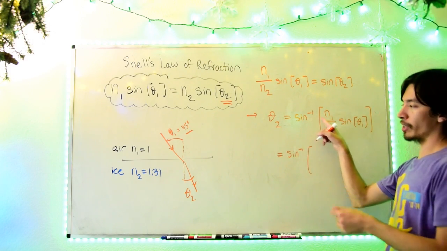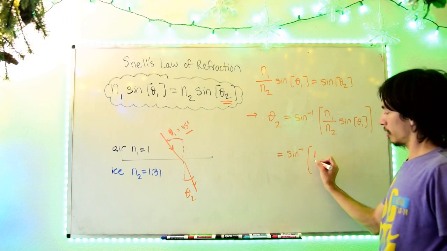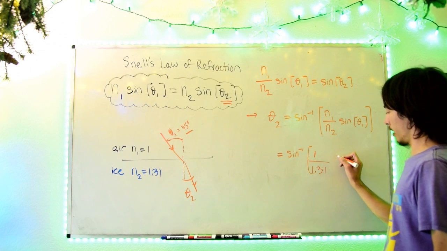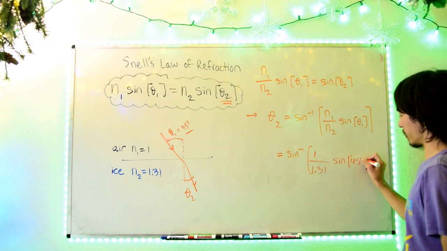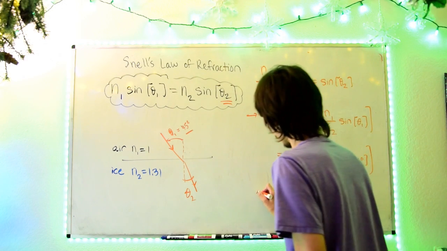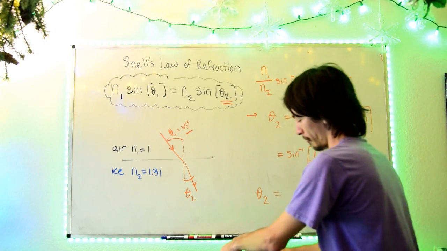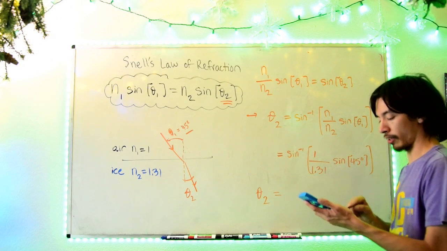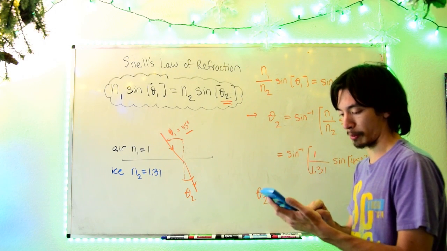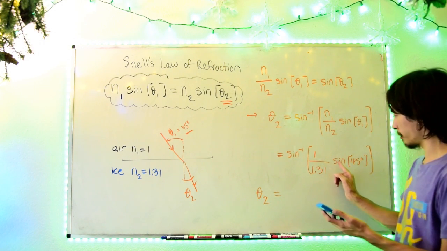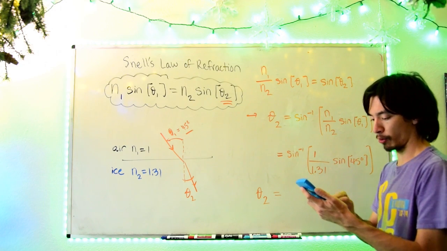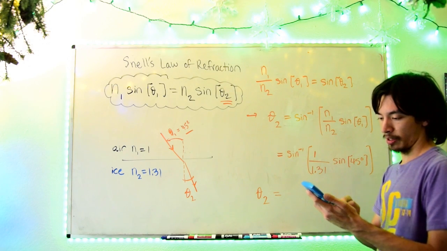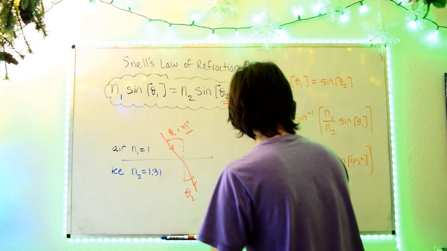Okay. So we just plug into all of this, so we get the sine inverse of N1, we said was air, which is 1, divided by N2, which is ice, which is 1.31, and then the sine of 45 degrees for our incident angle. So theta 2 is, so sine of 45 is 0.707. If you use that a lot, you tend to remember the number. Times that over 1.31, so we divide by 1.31, and we take the inverse sine of that.